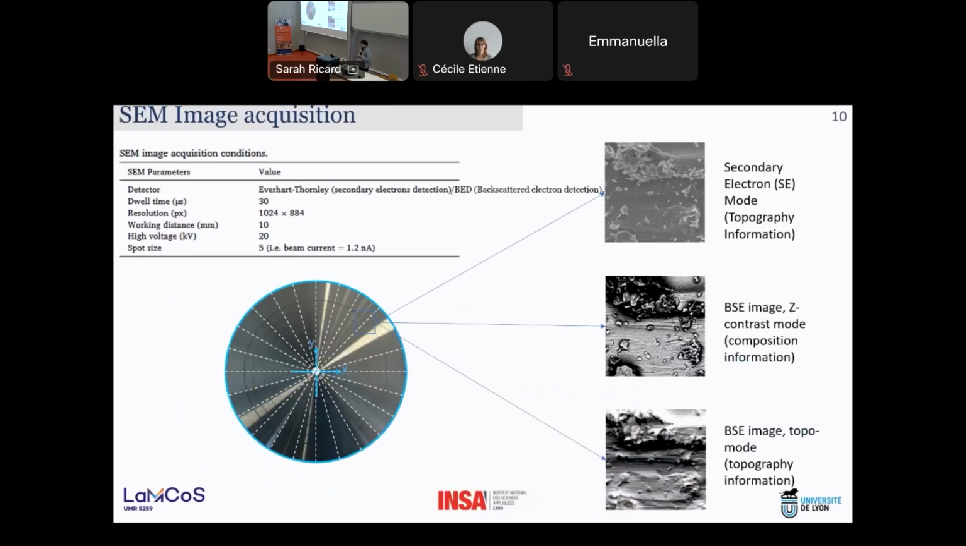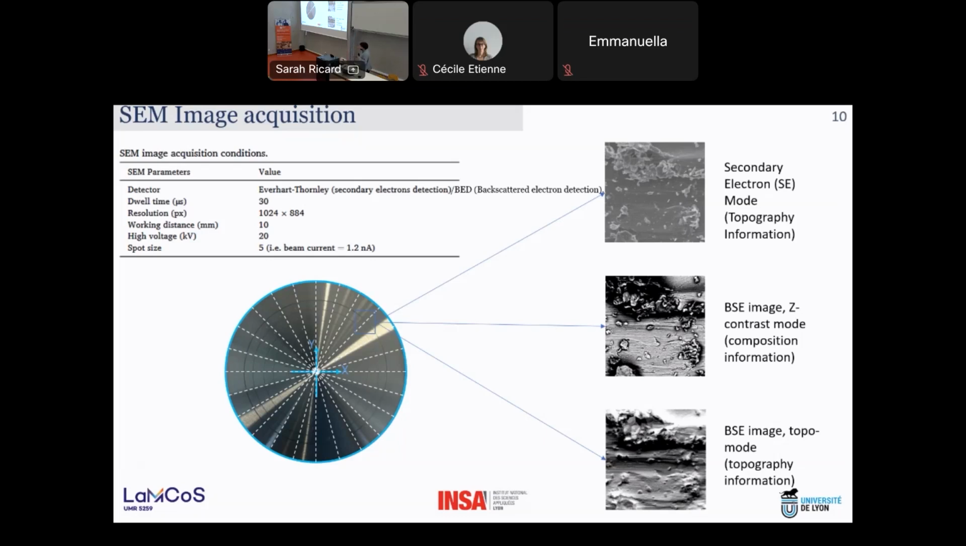Okay, so to build an AI model, we would obviously need a data set. For each disk in the test, we have taken 3 images using 2 different detectors, a secondary electron detector and the backscatter electron detector with compositional information and topography information. We have taken images each 15 degrees in the disk. So for each disk, we have 24 values or 24 images with a total of 11 disks.